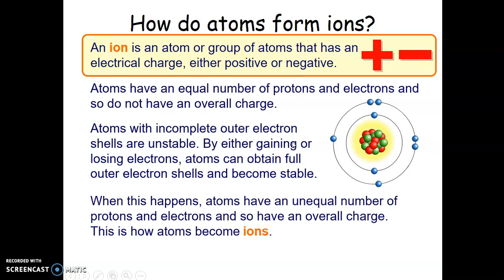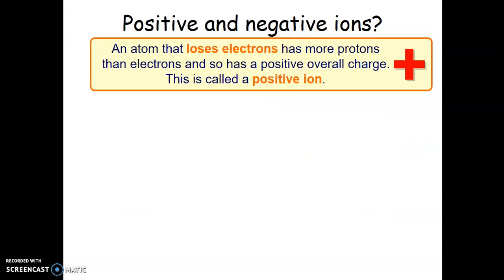Okay? Whenever that happens, they will then have an unequal number of protons and electrons, which gives the atom a charge, and it becomes what we call an ion. So, when an atom loses electrons, that means it loses negative charges. It will end up with more protons than electrons, more positives than negatives, so overall it will have a positive charge. It becomes what we call a positive ion.